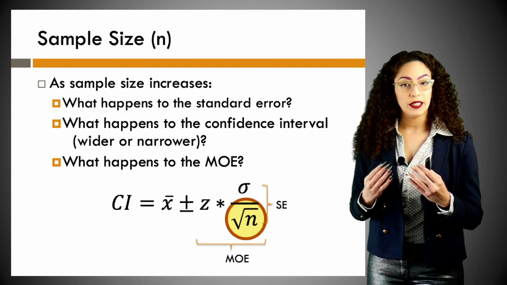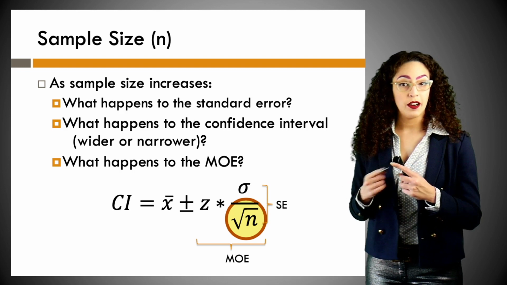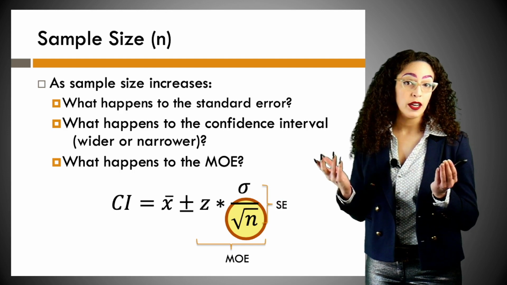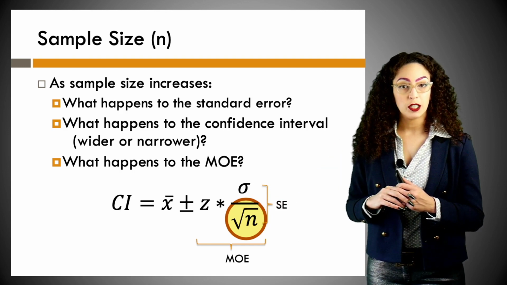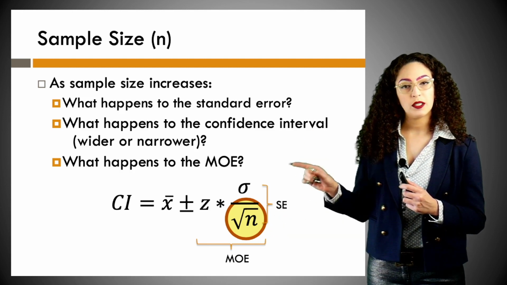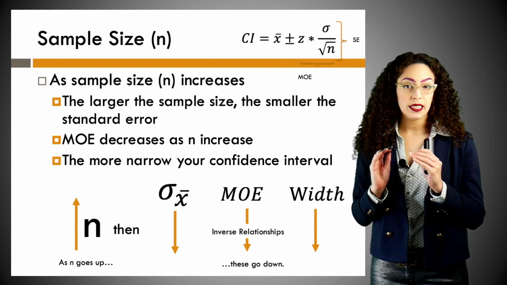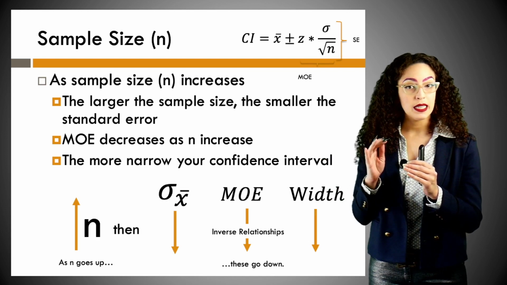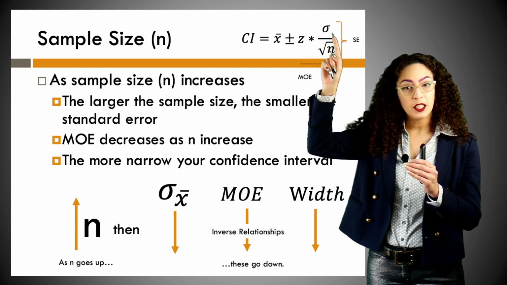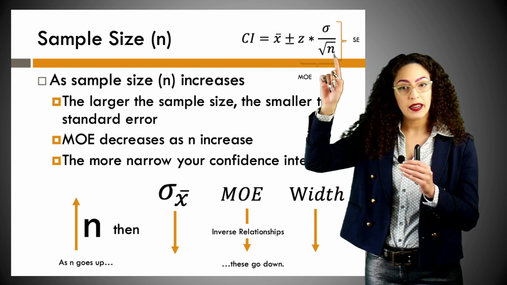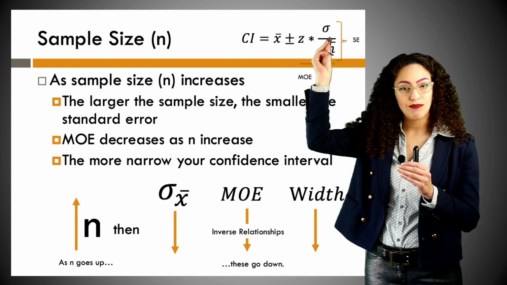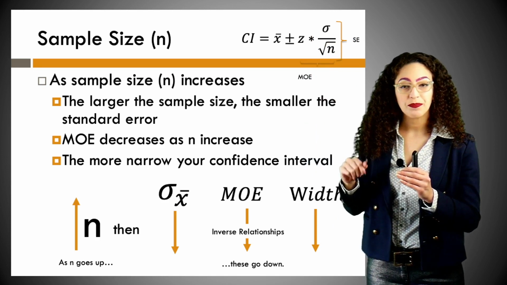As sample size increases, what happens to your standard error, this whole guy right here? What happens to your confidence interval? Do you think it gets wider or more narrow? And what happens to your margin of error? So think about it. As your sample size increases, what is going to happen to these three things? As sample size increases, the larger your sample size is, the smaller your standard error will be. Because remember, our standard deviation is going to be divided by the square root of n, and all of that makes up standard error. So the bigger this number gets, the more it can eat up some of that variance.